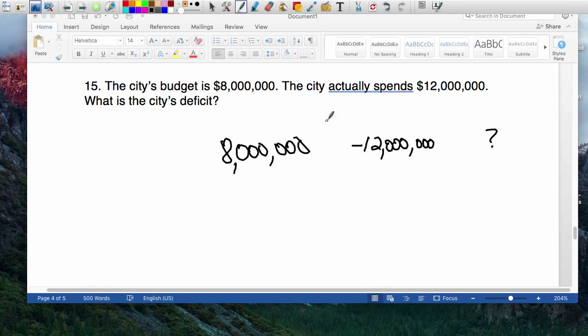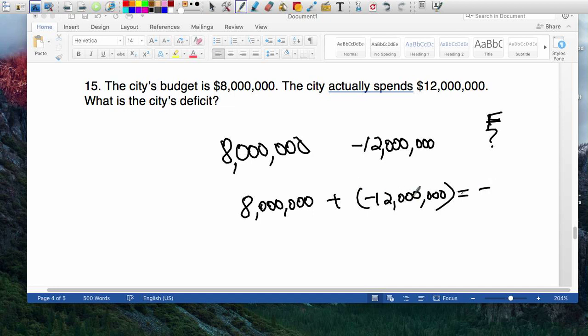Well, they definitely overspent, right? So to find that final, it's going to be the start plus the change. So you start with 8 million plus negative 12 million. Well, it'd be nice to actually ever have that happen. They definitely overspent, right? So negative is the bigger absolute value, and the city's bank account is going to have a negative balance of negative 4 million. Okay, which actually is not that bad.